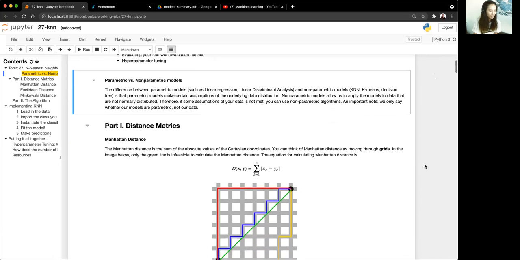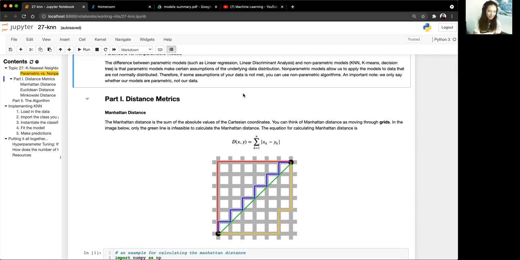Okay, so some fairly simple ones. First, we have Manhattan distance. One way of thinking of Manhattan distance is moving through grids.